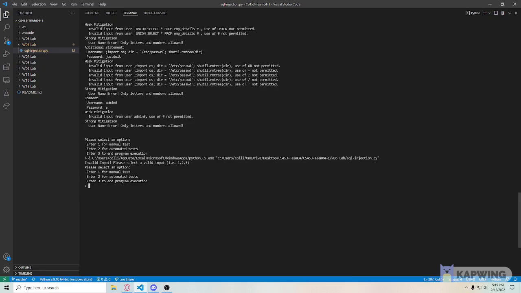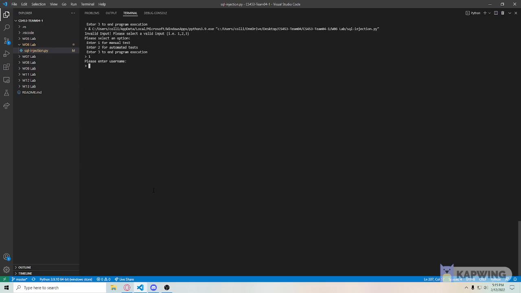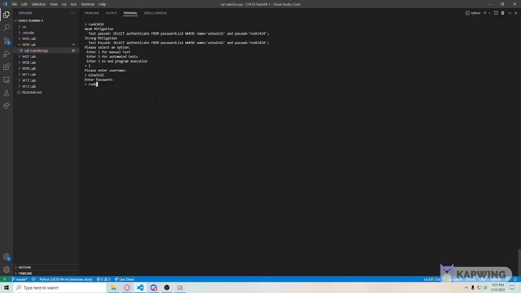So we will try to do a manual test. So we select username, and let's do a regular password. Alright, that passed because it was a valid username and password. So now we're going to try to do an invalid one.